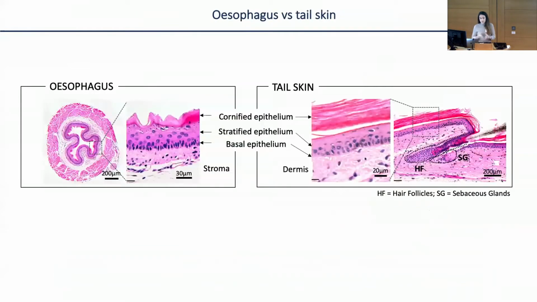To address these questions, we chose our two favorite tissues, the esophagus and the tail skin, which are very similar from an architectural point of view, but have the key difference that while the esophagus doesn't have any appendages, the tail skin has different stem cell compartments like hair follicles and sebaceous glands. So we took advantage of that difference to ask whether esophageal cells could respond to the skin microenvironment, basically whether we could switch tissues and convert esophageal epithelial cells into skin cells.